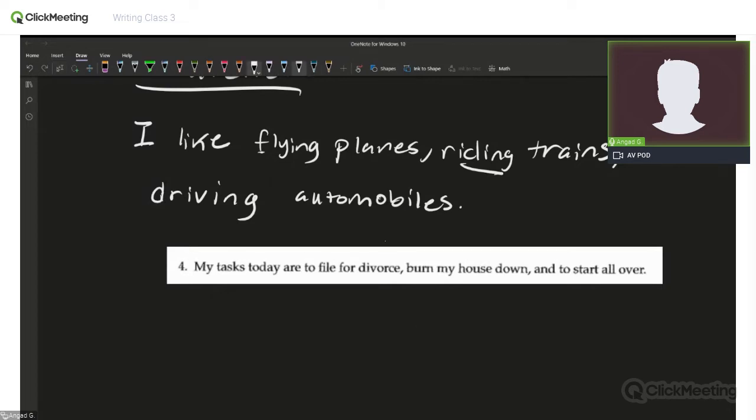Yeah. All right, so you guys are getting it. We can change it two ways, but the easiest way is just to get rid of the "to" over here. My tasks today are to file for divorce, burn my house down, and start over. We don't have to add the "to" here because then there's no "to" over here. That's an inconsistency. Or we can have "to" here, and here, and here. My tasks today are to file for divorce, to burn my house down, and to start all over. We can do either of those two. Both of those would be correct. Do you guys get that?